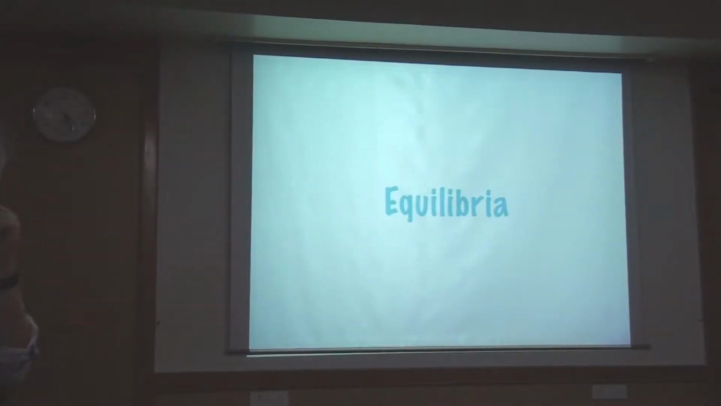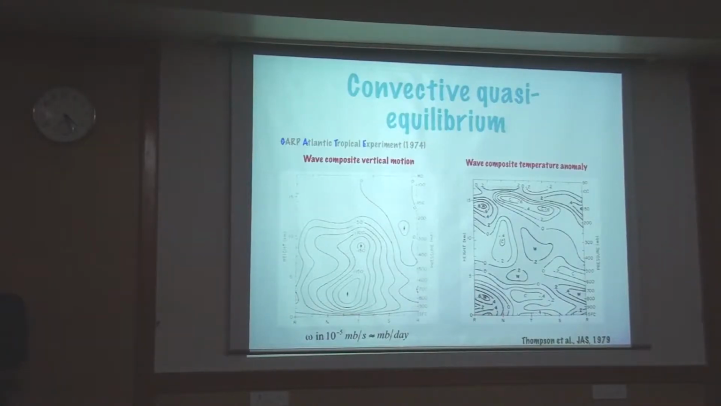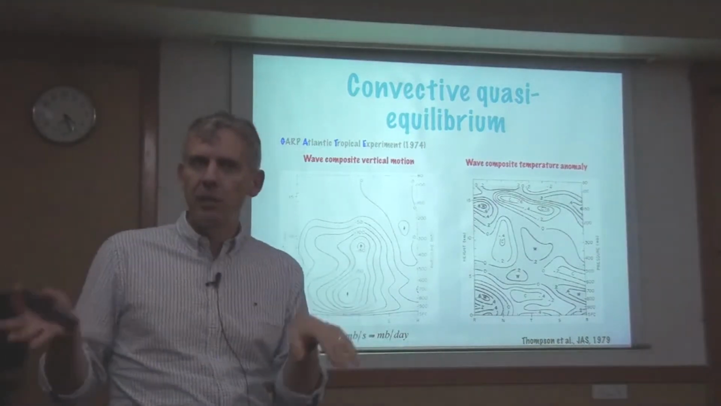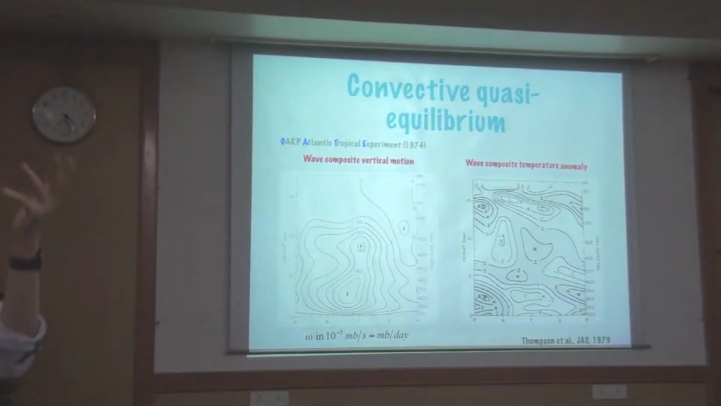All right, the next thing I want to talk about is equilibria. There are several equilibria that we will look at. The most famous, perhaps, well, there's two very famous ones. One we'll start with is something called convective quasi-equilibrium. And it's being used as a concept for parameterization of convection in many models. Okay? It's just an idea. And here's how people came up with this idea.